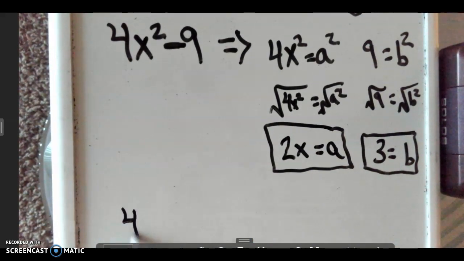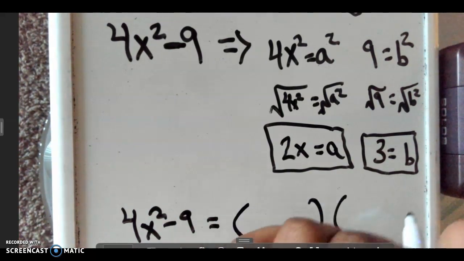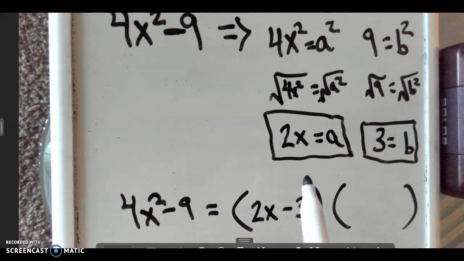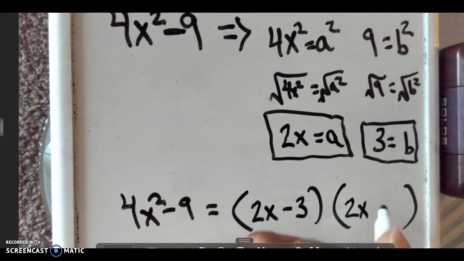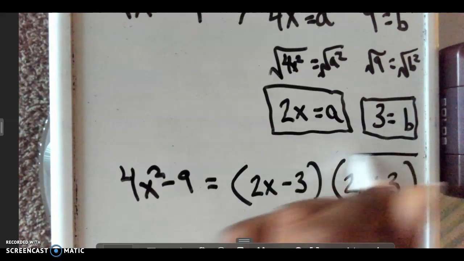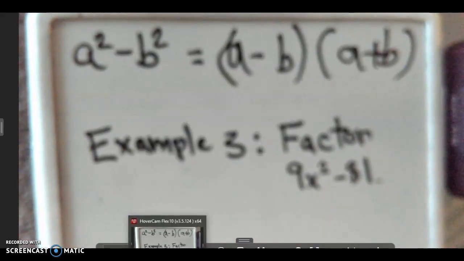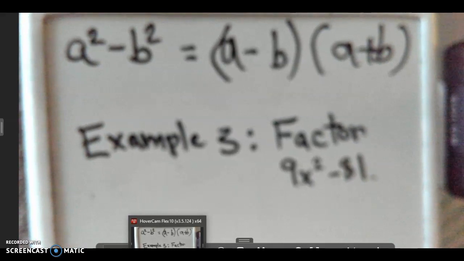And then finally, we're going to write out our special formula. So our factors of 4x squared minus 9 are 2x minus the 3, and then 2x plus the 3. And these are our factors. Alright, example 3.